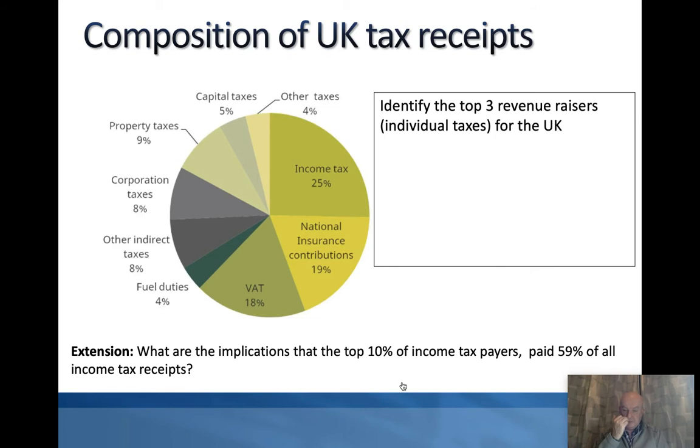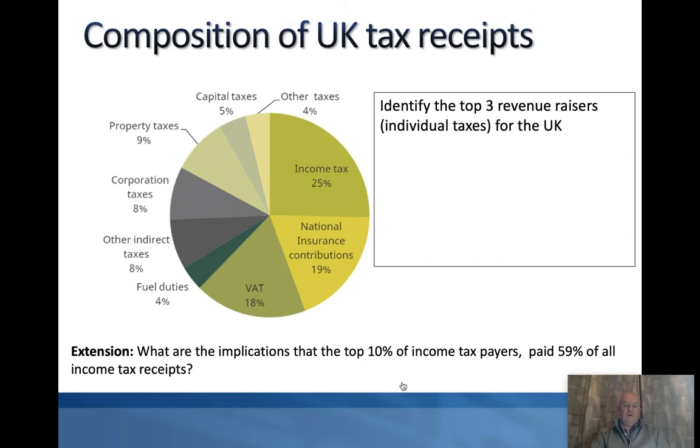So again, I'll give you some time to take a look at that, and then there is an extension question for you. What are the implications of the top 10% of income taxpayers paying 59% of all income tax receipts? So again, have a go at calculating that. I'll turn the presentation off for a bit, and then we'll come back and look at what the responses were in this instance, okay?